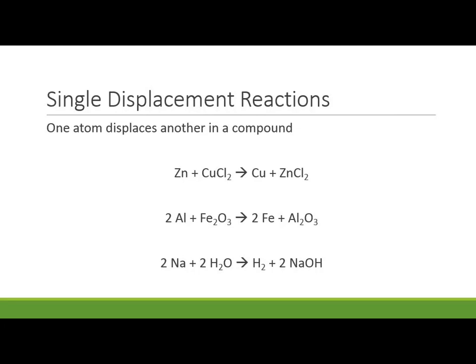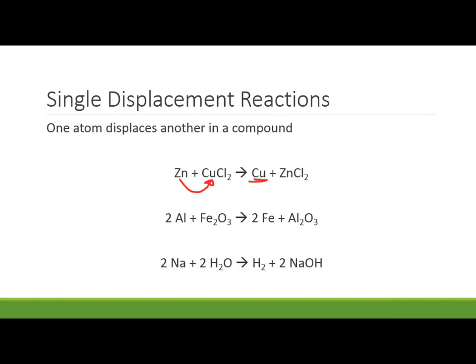Okay, so now that we've seen synthesis and decomposition reactions, let's go ahead and take a look at single displacement reactions. Remember that in a single displacement, this is where one atom is actually going to come in and displace another in a compound. These are sometimes called single replacement reactions in some textbooks. But what's happening is, notice that zinc is going to come in, it's going to kick out the copper in this case. And so now copper is off by its lonesome over here.